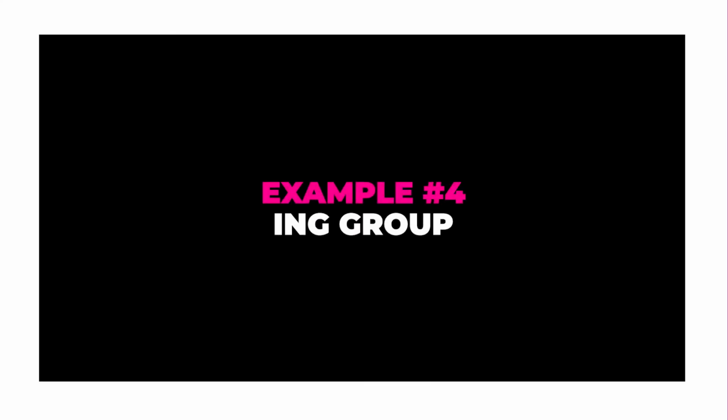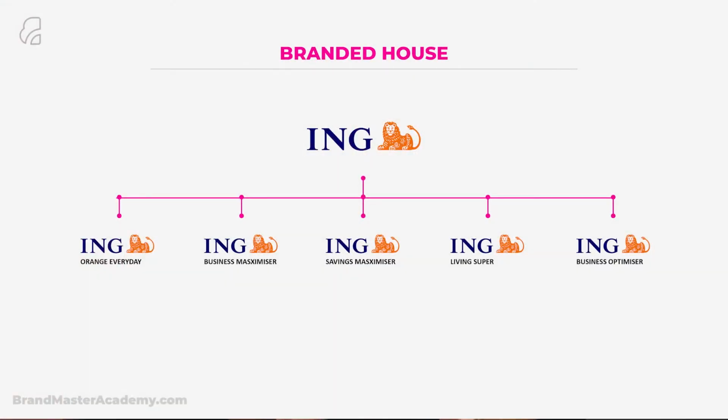Example number 4 is ING. Now, ING is a financial institution, and like most financial institutions, they have many different products for their audiences to choose from. Now, ING has used the branded house strategy to distinguish their individual products by name only, and that's why I like this example.